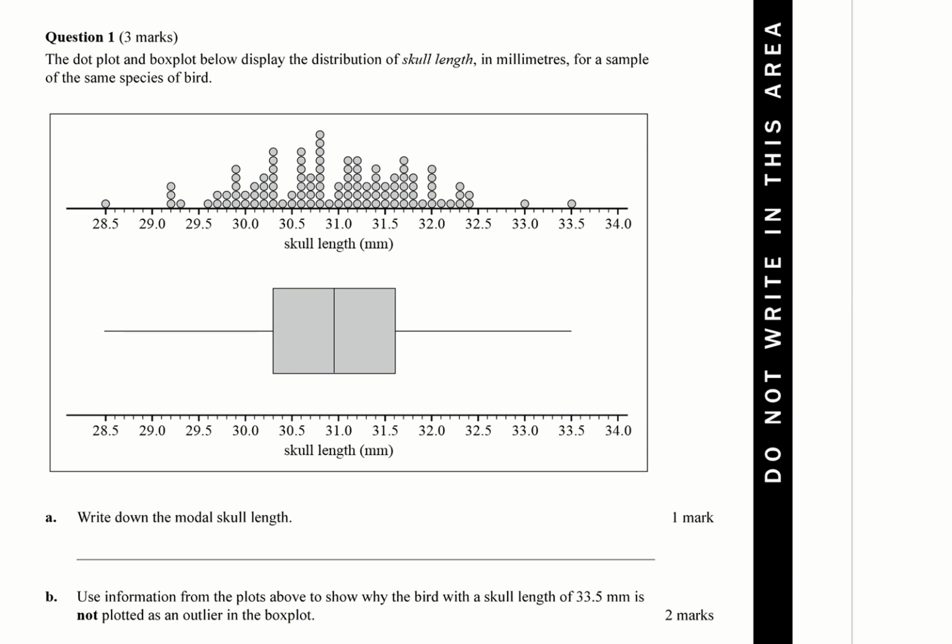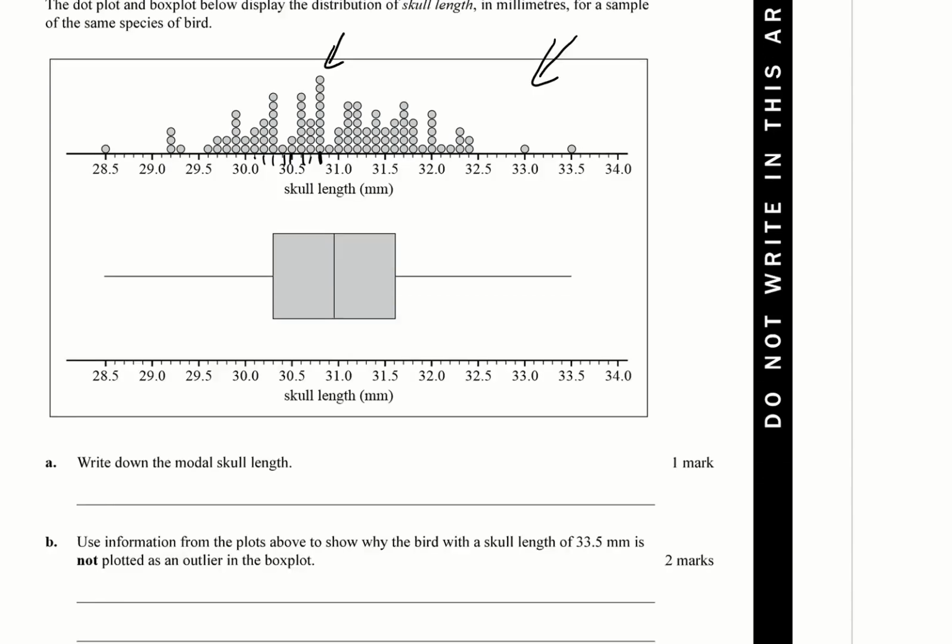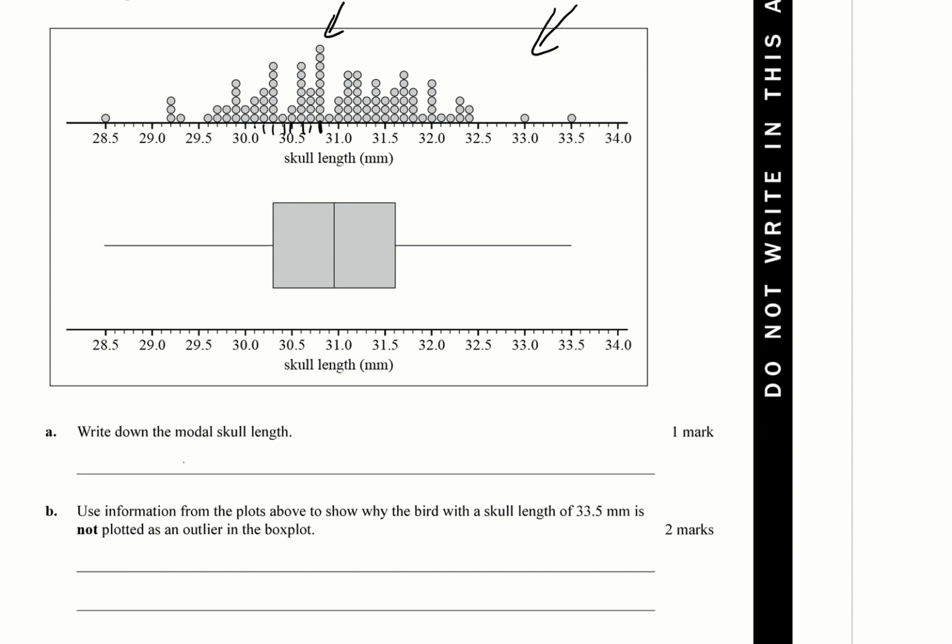Now we're going to be looking in this one specifically at the dot plot here, because that's where we can work out the mode. It's the modal skull length, so mode meaning the most. As you can see, that would be on this slot here. You've got to be really careful when you read this because it's 30, 30.1, 30.2, 30.3, 30.4, 30.5, 30.6, 30.7, and 30.8. So the modal skull length is 30.8 millimeters. Make sure you put the units in there.